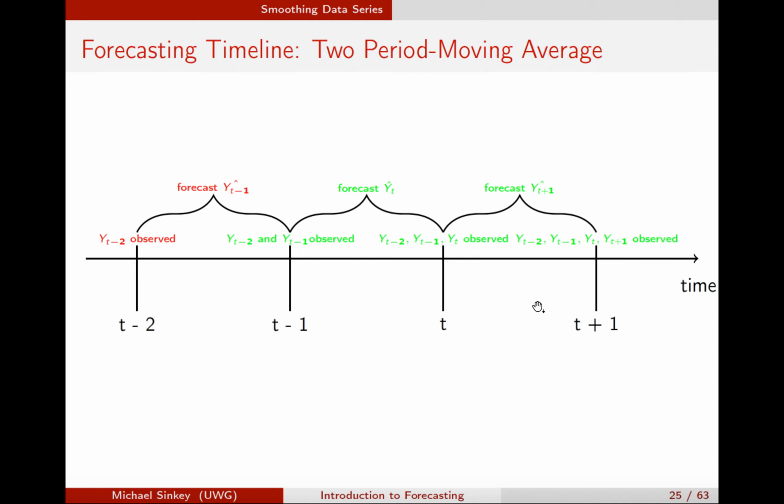Now with the 3-period moving average, let's say time again starts at t minus 2. I cannot make a 3-period moving average forecast for t minus 1. So I can't forecast yt minus 1 hat with a 3-period moving average, nor can I forecast yt hat with a 3-period moving average. I can go back and do a 2-period moving average, but I can't do a 3-period moving average. The first time I can start to do a 3-period moving average is in time t plus 1.